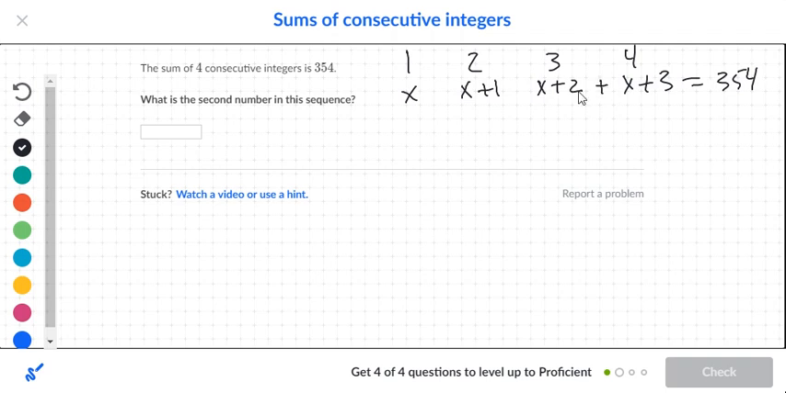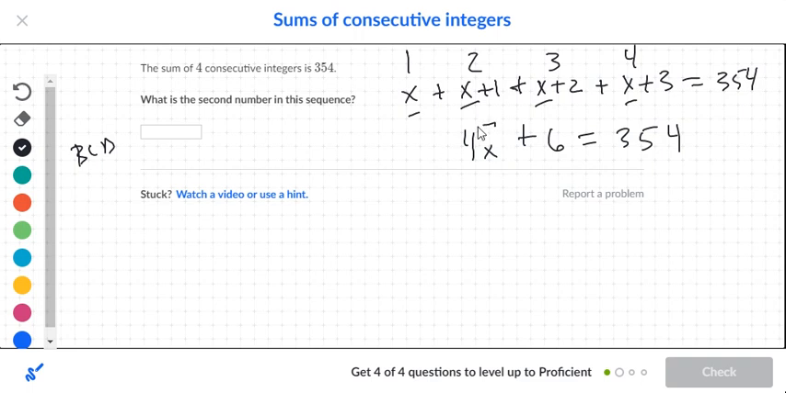Now for the spaces in front of the x's, just go back and put a plus sign in front. Now we're going to count up our x's here. Since it's 4 consecutive, we should have 4 x's. And we do. Now for the numbers, we have 1 plus 2 is 3, and 3 plus 3 is 6. So we're going to say plus 6 is equal to 354.